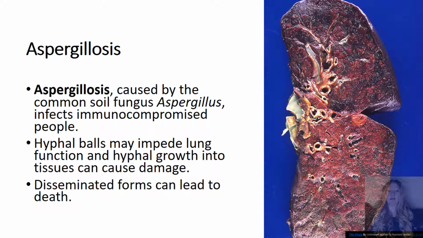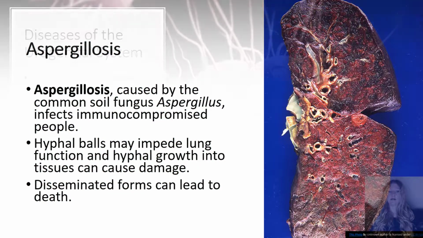Aspergillosis, caused by Aspergillus, is a terrible fungal infection that can occur in immunocompromised individuals. The hyphal balls from the fungus may impede lung function, and they can continue to grow into the tissues and cause damage, as we see here. Disseminated forms can even lead to death.